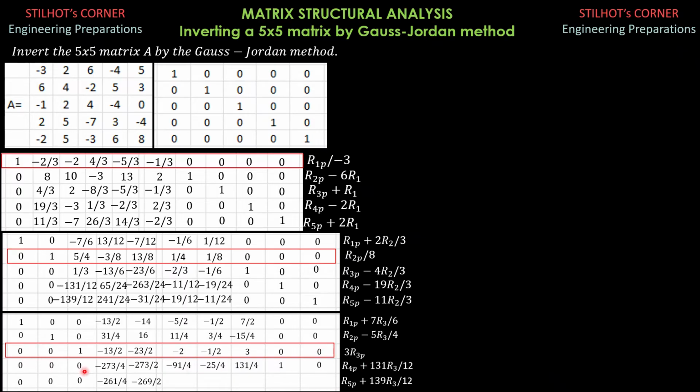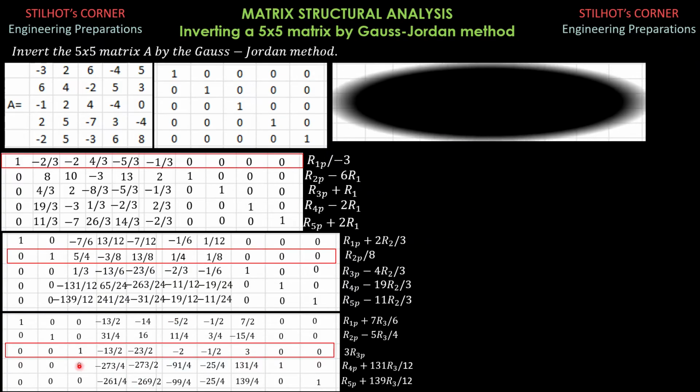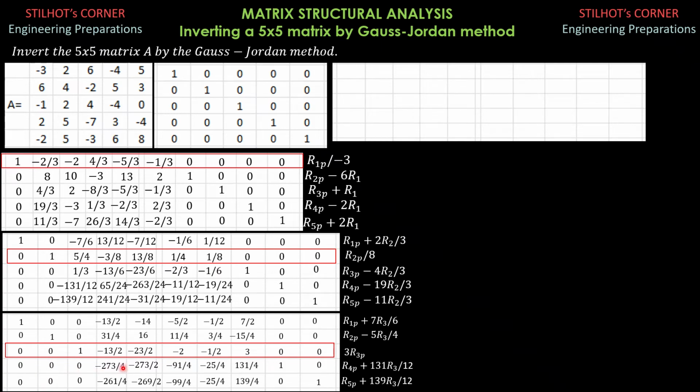Then we proceed to row 4. Let's make this 1, so it should be negative 4 times row 4 previous divided by 273. So we begin with row 4. To make this 1, let's copy the three zeros. Then this is 1.